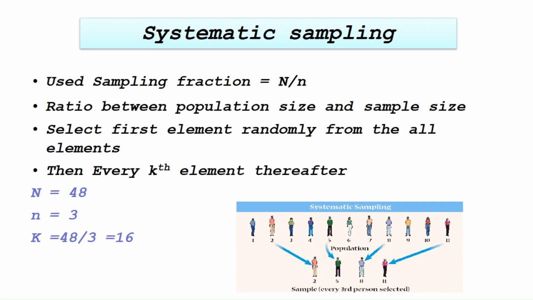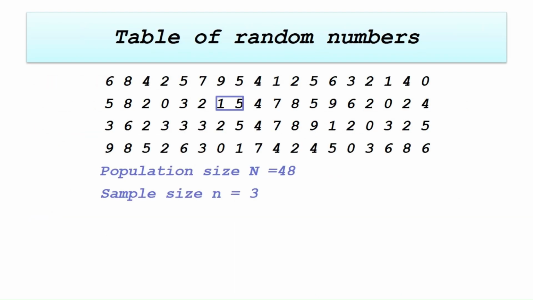N is equal to 48 and small n is equal to 3. First we find the kth element. 48 divided by 3 is equal to 16, so 16 is our kth element. The first one we select through a finger randomly. We move our finger on the random number table and stop.